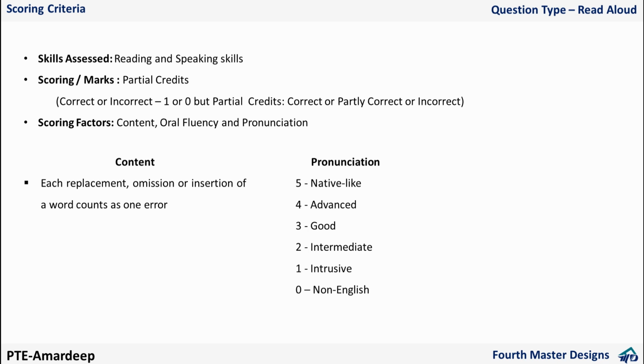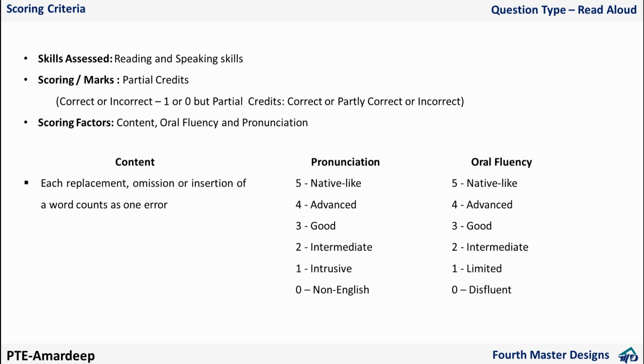Then pronunciation, native-like 5, in fluency again native-like 5. It doesn't mean that I need to sound like a Britisher or Canadian or Australian or American to score 5 out of 5. They check whether you are sounding like a native speaker or whether you are sounding like an advanced speaker based on one criterion. What is that criterion? For that, let's jump to the official website.